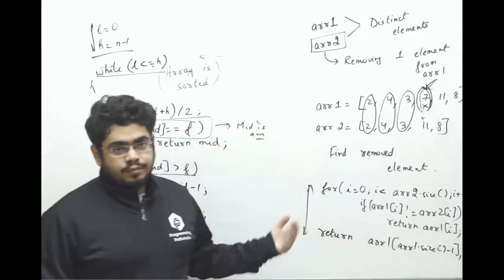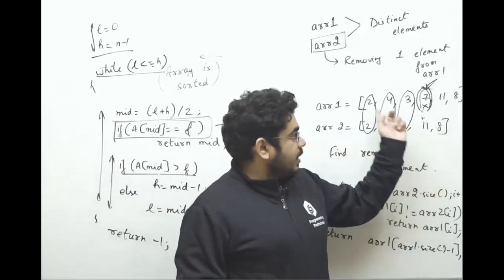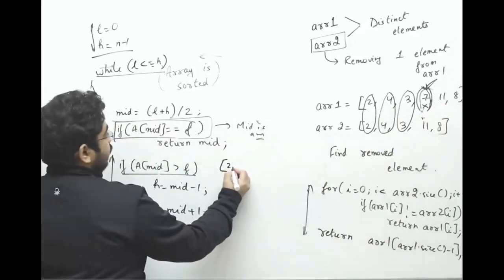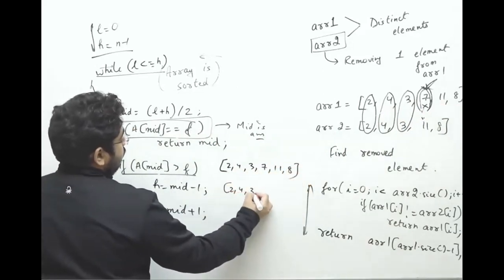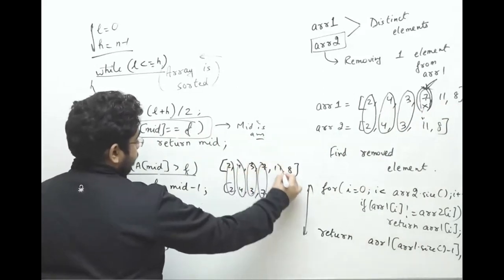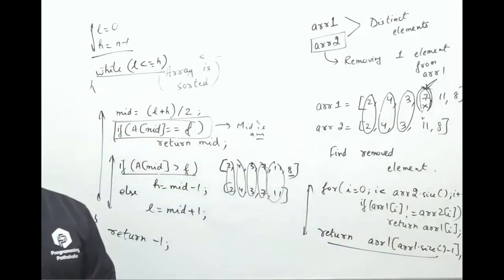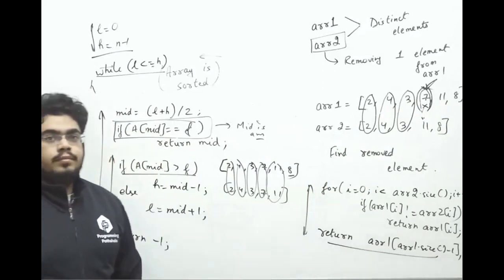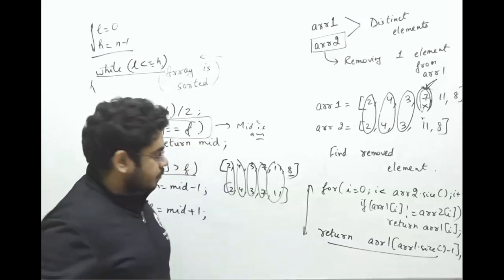Is that clear? If everything in array 2 matches, that means it would be a case like when I remove this 8. So first array will be 2, 4, 3, 7, 11, 8. Next one would be 2, 4, 3, 7, 11. So this matches, this matches, this matches, this matches, and this matches. That means last one is extra, which was removed. Is that okay? So that's the corner case. Cool.